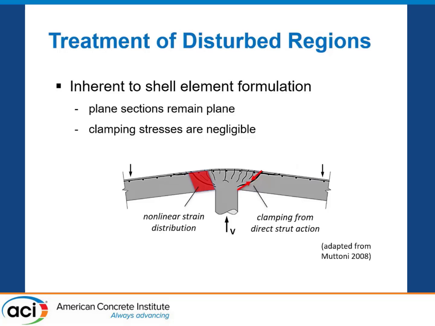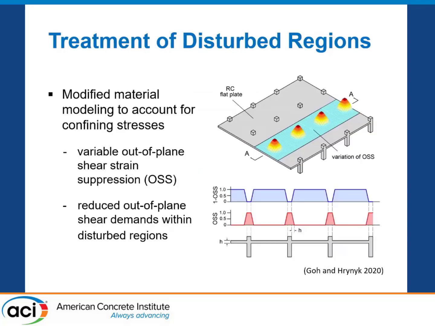Another assumption built into shells is we tend to neglect out-of-plane confinement. There are no out-of-plane degrees of freedom, so there's no clamping that we can account for in the analysis procedure. And unfortunately, in punching type applications, we often have shear cracks right at the slab-column intersection, so there's potential for a lot of clamping and confinement. Both of these have been overcome using what we call a shear strain suppression procedure. Basically, within a distance of h around any large out-of-plane restraint or load, we suppress some of that out-of-plane shear strain.